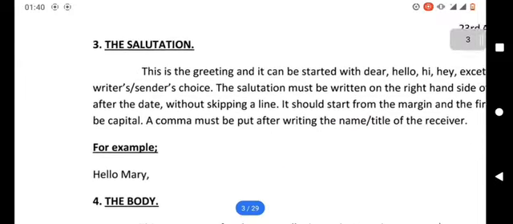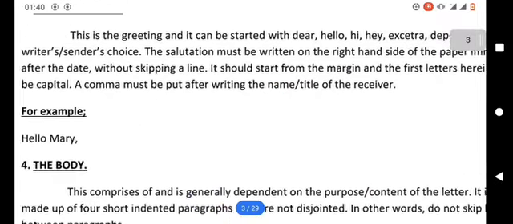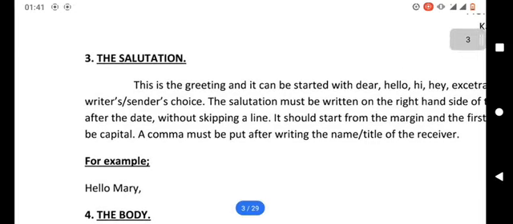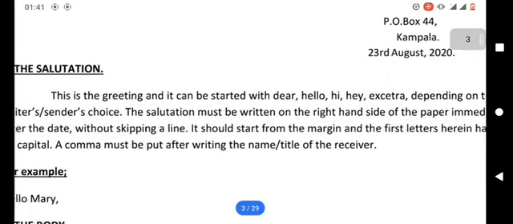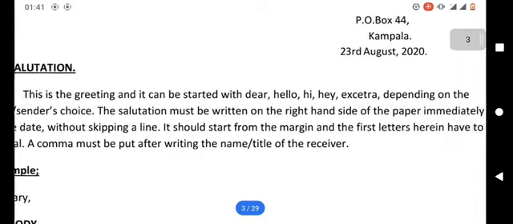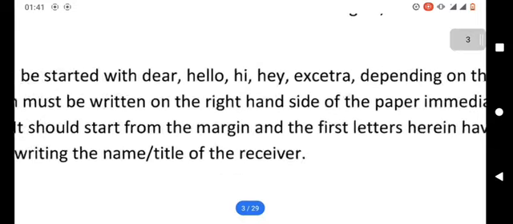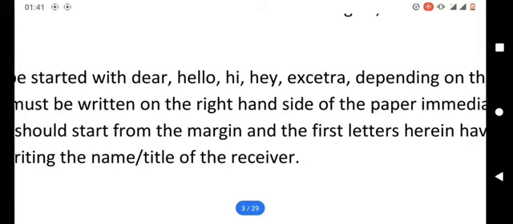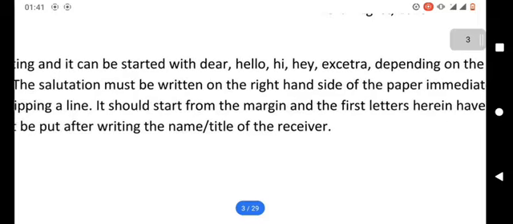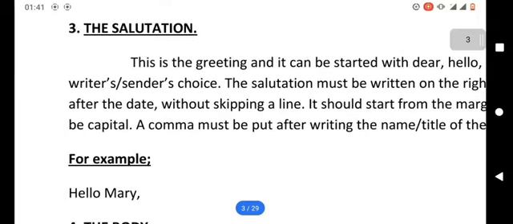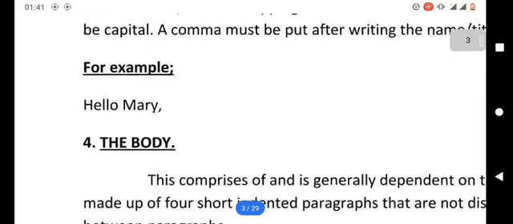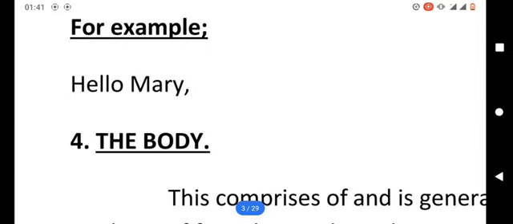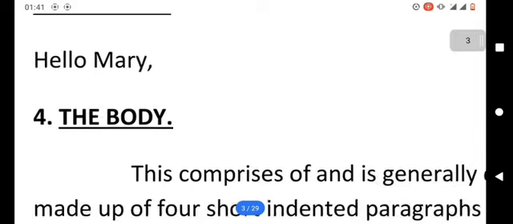Then from there we have the salutation. Remember, we are looking at an informal letter. The salutation of an informal letter is a greeting. This is the greeting, and it can start with dear, hello, hi, hey, etc. It depends on the relationship between the person who is writing and the person they are sending it to. Like for example, our example here is hello Mary. Are you seeing that? That's item number 3. We have the sender's address, the date, then the salutation, then the body.